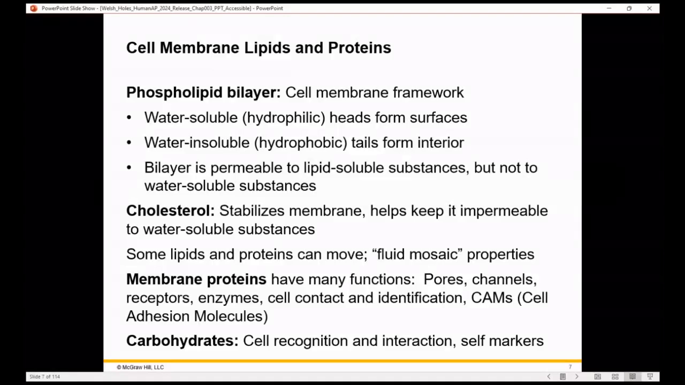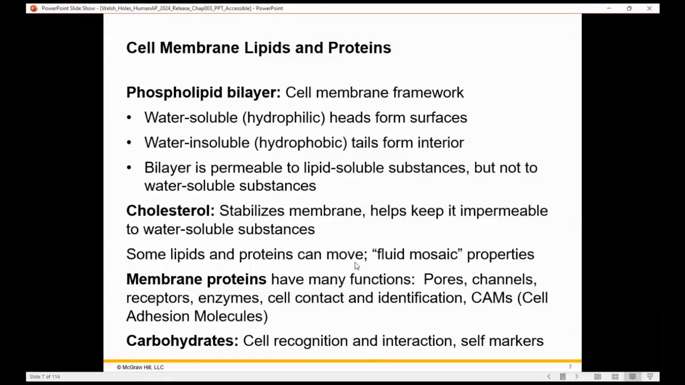And something we talk about often in chemistry and biology is that like dissolves like. Okay, so lipid-type substances can dissolve or mingle with lipid-type substances, but lipid and water-soluble cannot intermingle. They do not mix. Cholesterol stabilizes the membrane. It helps keep it impermeable to water-soluble substances.